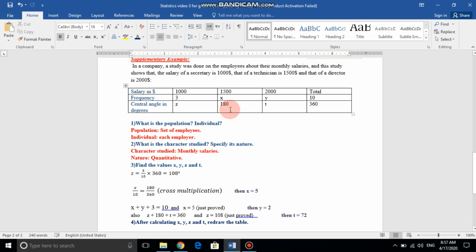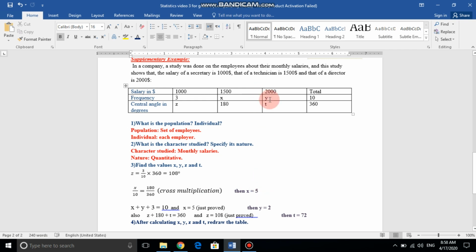Now let's move to the second value, which is x. X represents the number of employees whose salary is $1,500. So by using the rule of the central angle, which is here equal 180 degrees, you can calculate the frequency x such that x will be equal to the central angle 180 multiplied by the total, which is 10, divided by 360 using the cross multiplication. Then you will get x equal 5.